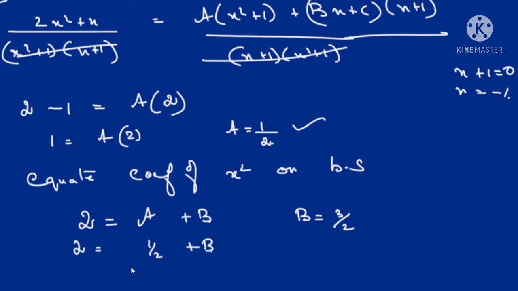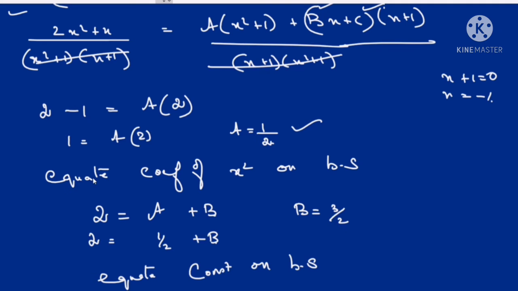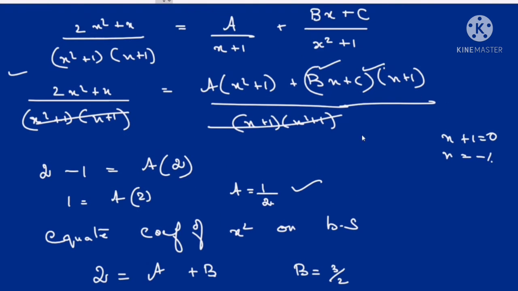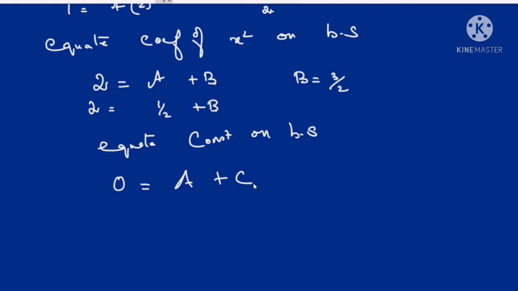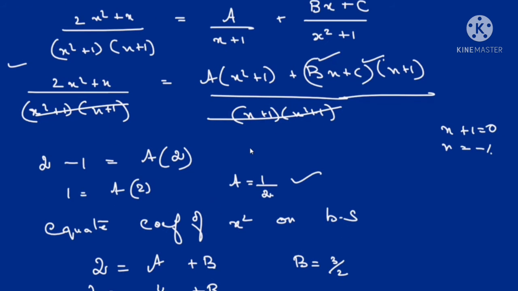Now equate the constant term on both sides. There is no constant on the left side, so 0. On the other side the constant is a plus c. So a plus c equals 0. Since a is a half, c will be minus half. So we got all the constants.